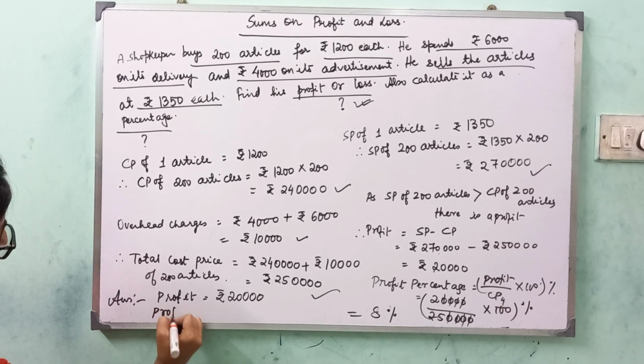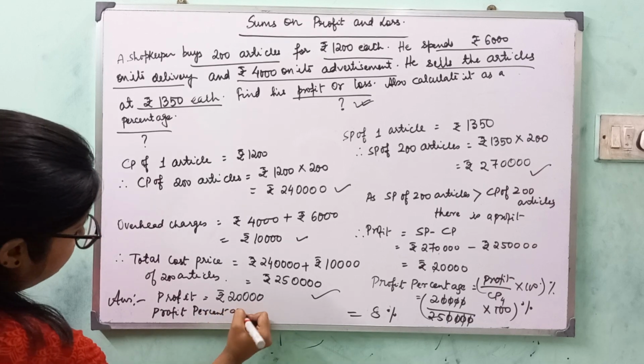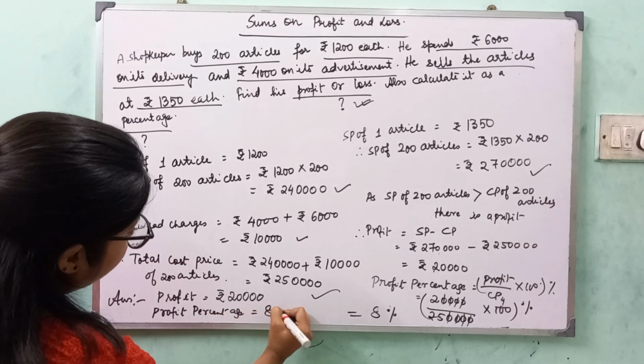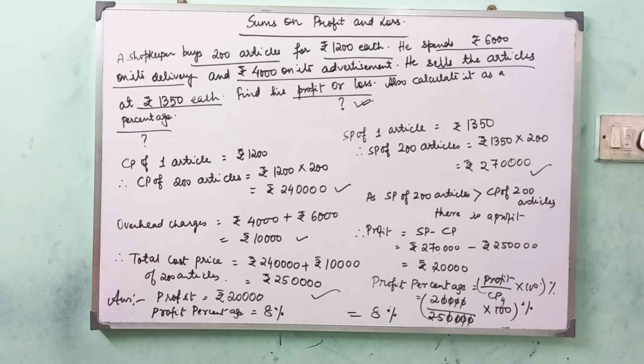profit percentage equals to 8%. So the profit percentage is 8% and the profit is rupees 20,000. So after you finish the sum, always make sure you write the answer fresh, okay, because so much of calculations we are doing. So the profit is 20,000 and the profit percentage is 8%.